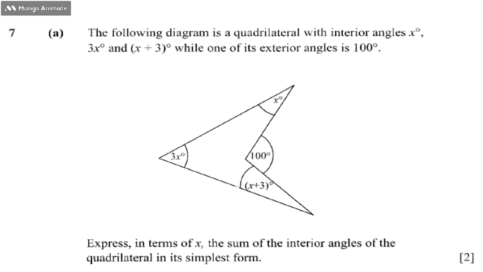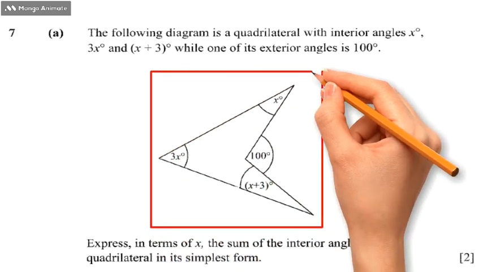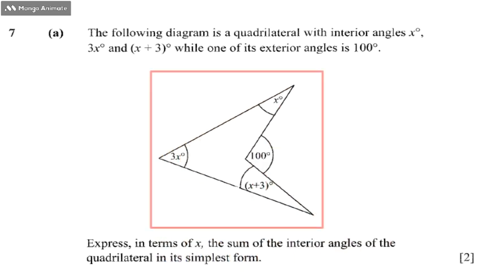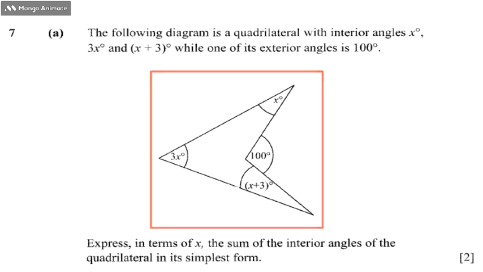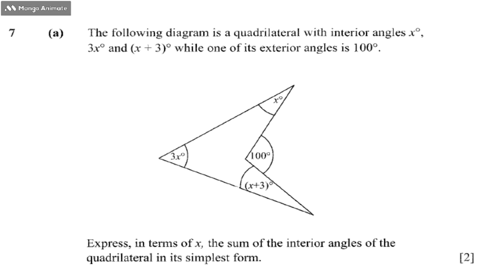Okay, so what I need you to do is just study the quadrilateral, the one I've put in the box. Study it and look at that information, make sure you understand it fully. Once I've done that, we go to the actual question, which is: express in terms of x the sum of interior angles of the quadrilateral in its simplest form.